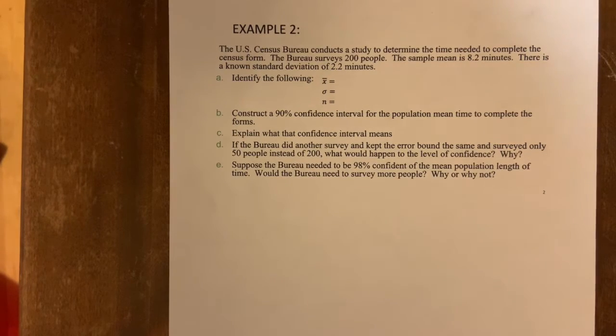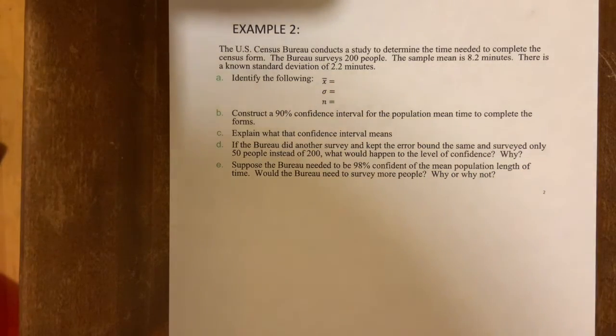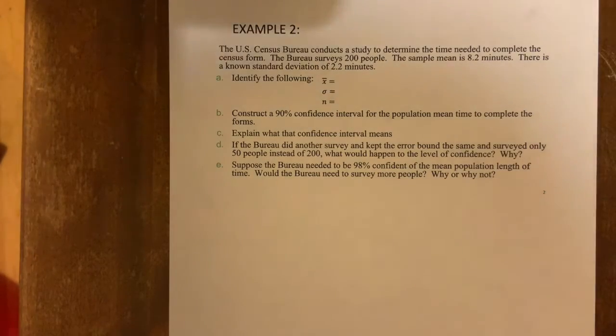In example 2, the U.S. Census Bureau would like to know how long it takes people to fill out the census form. So they've conducted a survey of 200 people and averaged the number of minutes that it takes these 200 people to fill out the form. And now they want to use that data to estimate how long the average person of all people in the population, instead of just in that sample, takes to fill out the form.